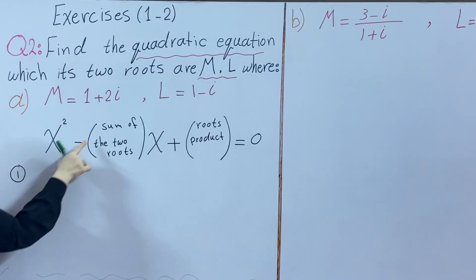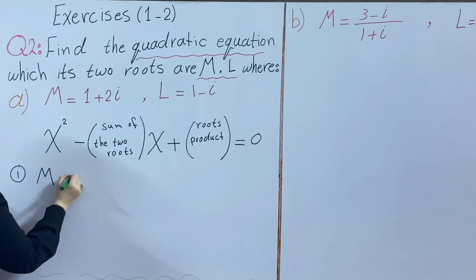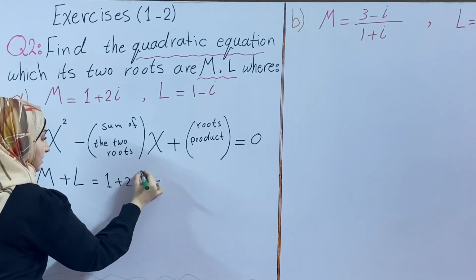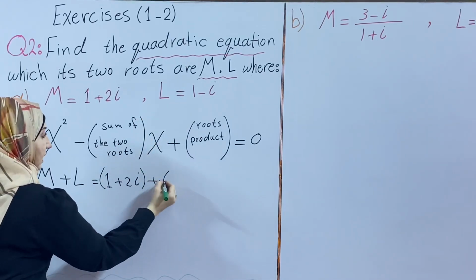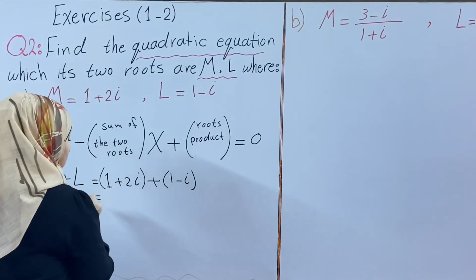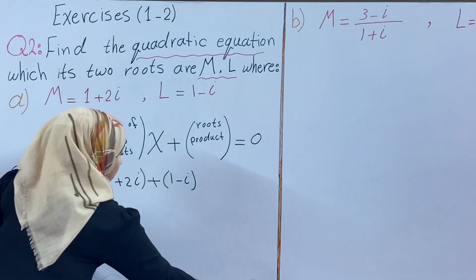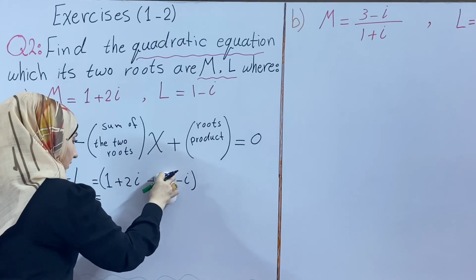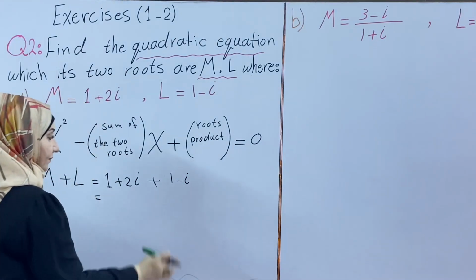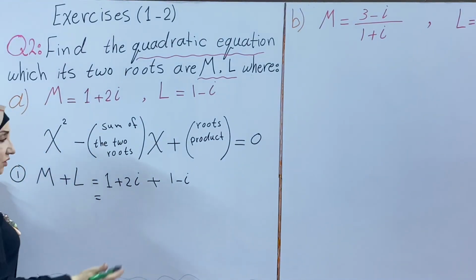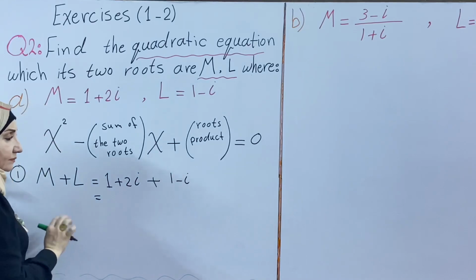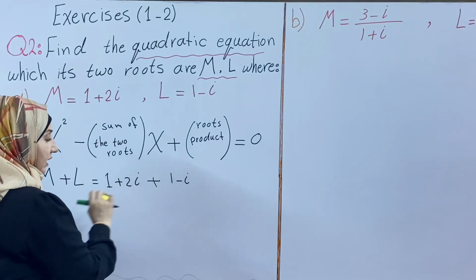First, we want to find the sum of the two roots: m plus l equal 1 plus 2i plus the second root l, which is 1 minus i. And now we can simplify. If we delete the brackets, is there any problem? No problem. Why? Because I have a plus. The plus will not affect the terms inside the bracket after it; they keep the same sign, because I have addition.